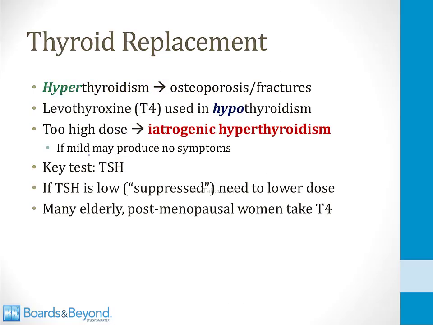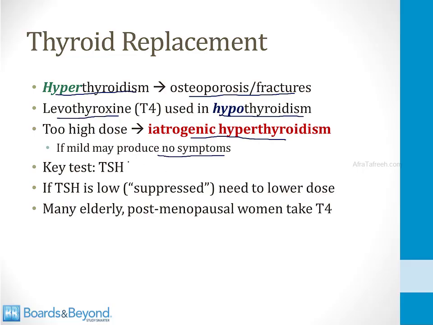Thyroid replacement therapy can potentially cause osteoporosis, and to understand this, you need to appreciate that hyperthyroidism leads to osteoporosis and fractures. And this is very easy to remember. You know that hyperthyroidism leads to increased metabolism in many tissue beds, and that includes the bones. So in the bones, there's more bone breakdown when a patient is hyperthyroid. Now, levothyroxine, which is synthetic T4, is used to treat hypothyroidism. And if you give a patient too high a dose, this will cause iatrogenic hyperthyroidism. And if it's mild, it may produce no symptoms, but over time, it can lead to osteoporosis.